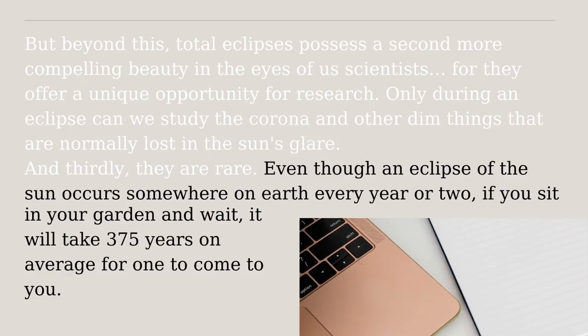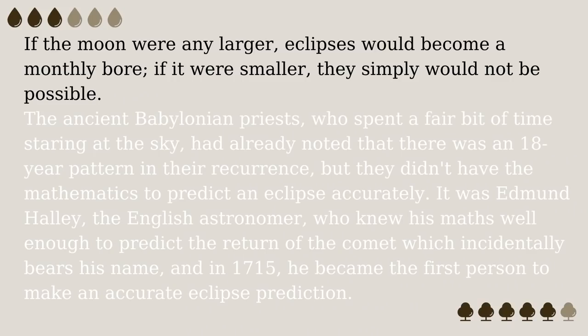Even though an eclipse of the sun occurs somewhere on Earth every year or 2, if you sit in your garden and wait, it will take 375 years on average for one to come to you. If the moon were any larger, eclipses would become a monthly bore. If it were smaller, they simply would not be possible.